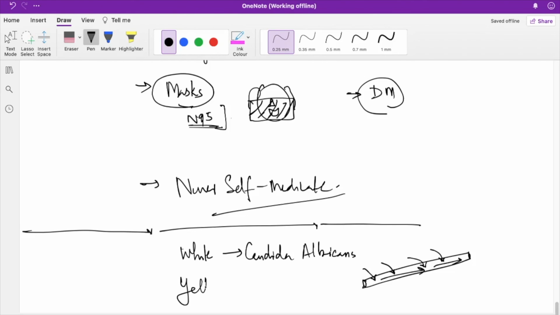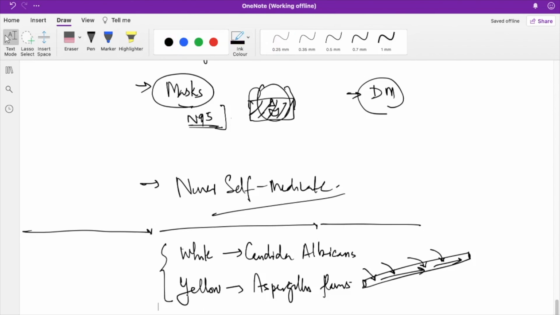And the yellow fungus is caused by Aspergillus flavus. So this can also cause angioinvasion. Mostly these infections are not being reported much in India. They are reported much more in Western countries than India.